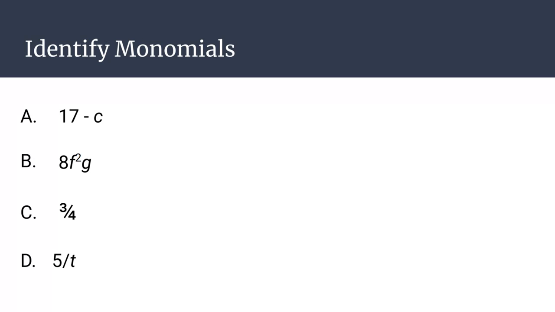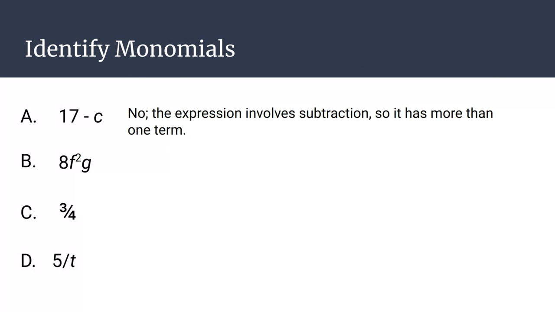So we're going to be identifying monomials. I'd like you to take a second and write this first example down, 17 minus c. And I'd like you to, in your Edpuzzle, determine if 17 minus c is a monomial or not. 17 minus c is not a monomial because the expression involves subtraction, so it has more than one term.